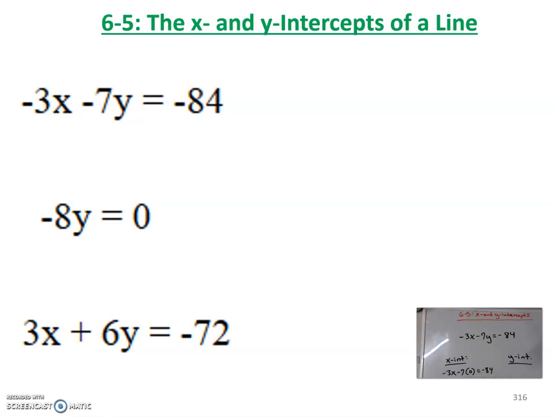So this becomes negative 3x, since negative 7 times 0 is 0, equals negative 84. Then I divide both sides by negative 3, and that gives me x equals 28. Then, to find my y-intercept, I would change x to 0. So negative 3 times 0 minus 7y equals negative 84. I'm taking this from my original equation, so in place of x, I'm putting 0 here, and then I'm just solving.